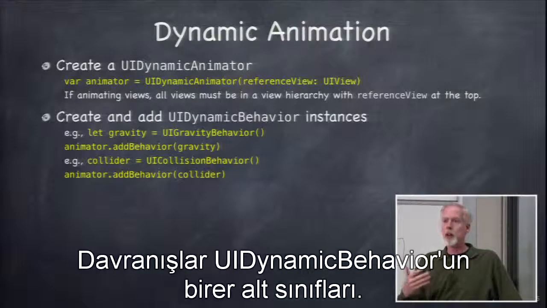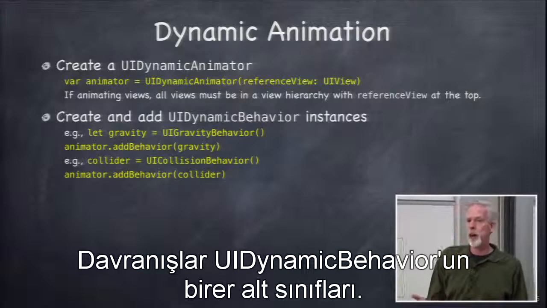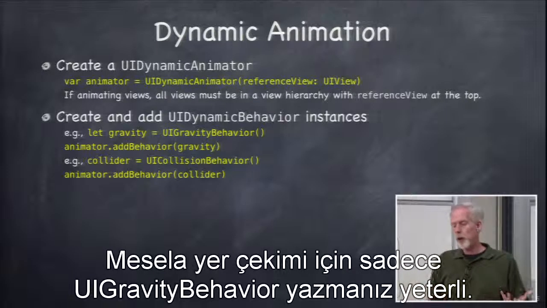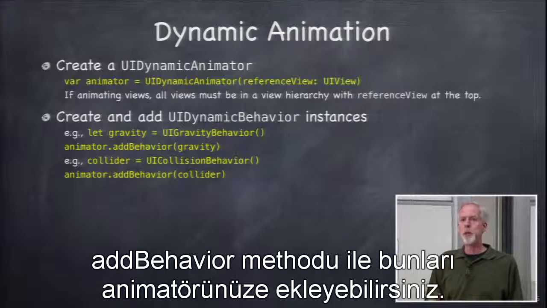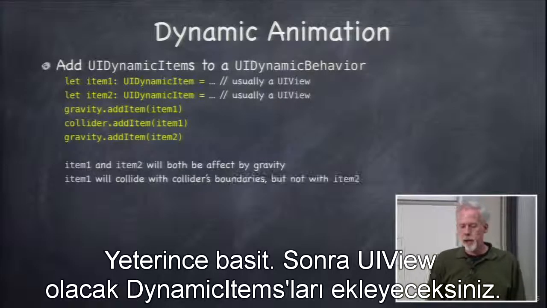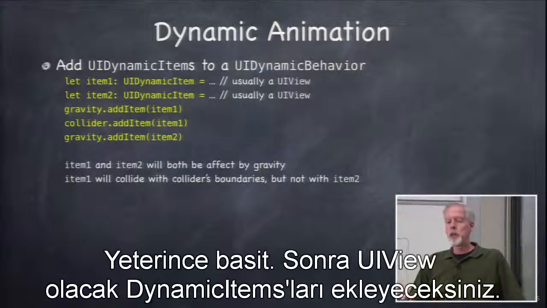The behaviors are these concrete subclasses of UI dynamic behavior. So there's like UI gravity behavior. You just say UI gravity behavior. It's init, takes no arguments. And then collision behavior. And I'm going to talk about all these behaviors you can do. And you just add them with the method add behavior to your animator. Simple as that. And then you add the dynamic items, which are going to be UI views.